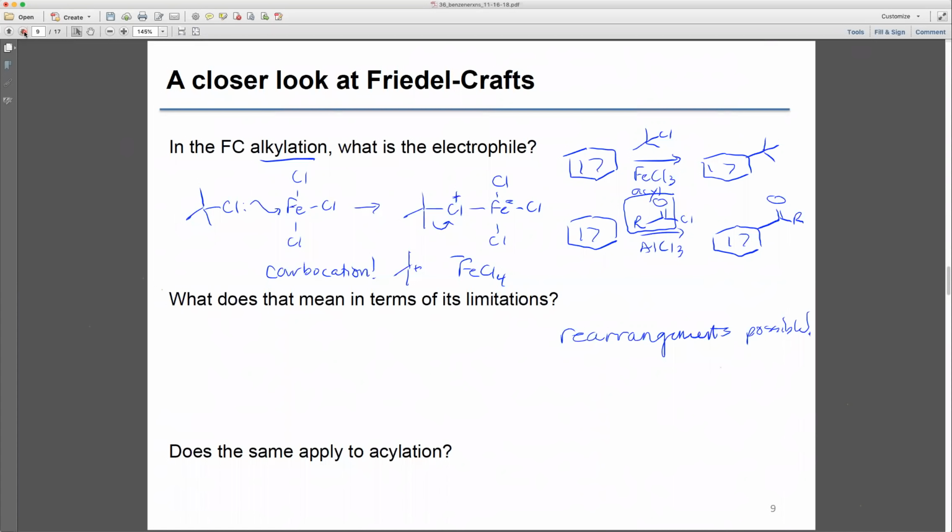What about trying to attach something like a methyl group on there? Could we treat benzene with methyl chloride and get toluene?